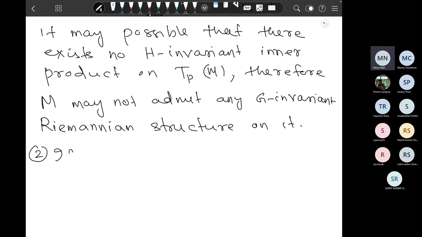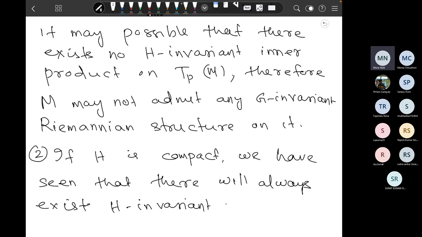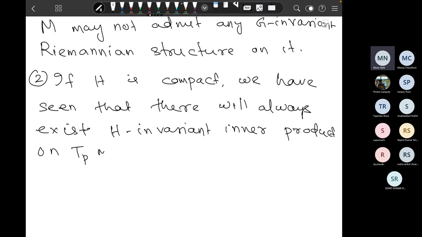Second thing is, if this H is compact, then we have seen that there will always exist an H-invariant inner product on T_pM. So hence M possesses a G-invariant inner product.